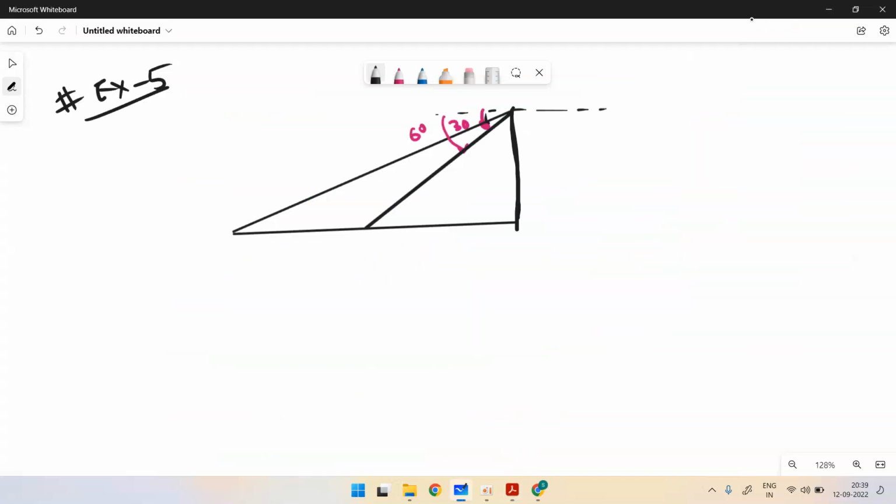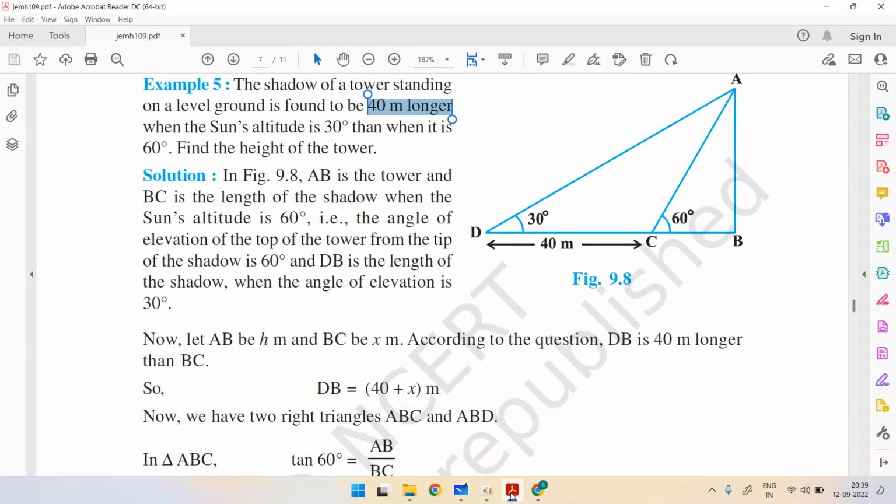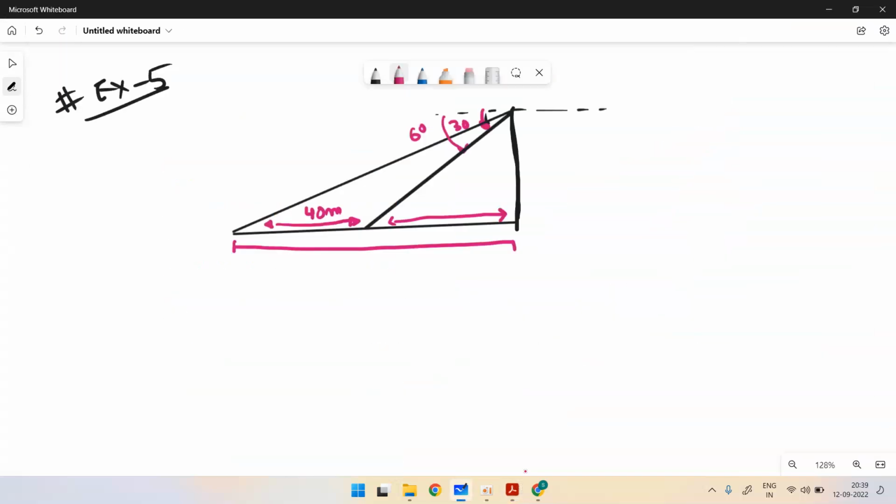So this 40 meters, this is 60 degrees, this will be my height when it is 60 degrees, and this whole total will be my height when it is 30 degrees. So this difference will be this much, and this much is given to be 40 meters. And what else is given, 30 degrees, find the height of the tower. So you need to find the height.